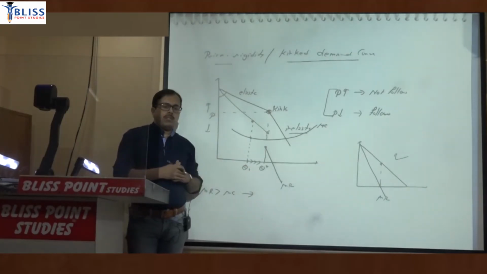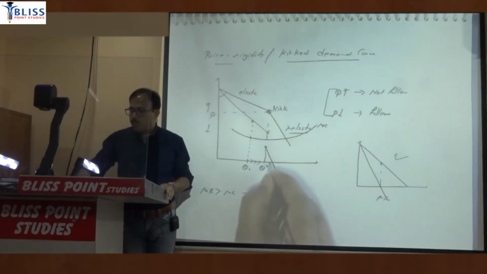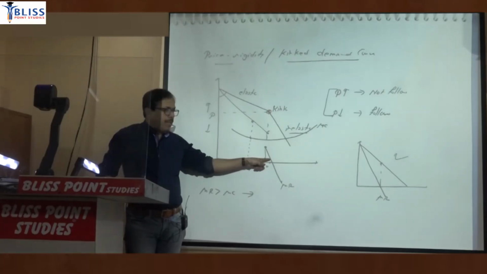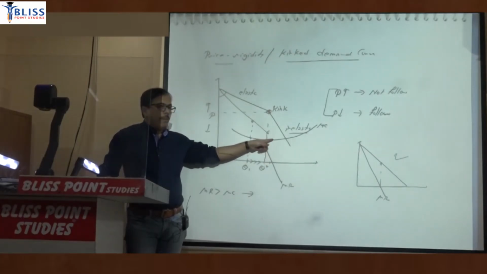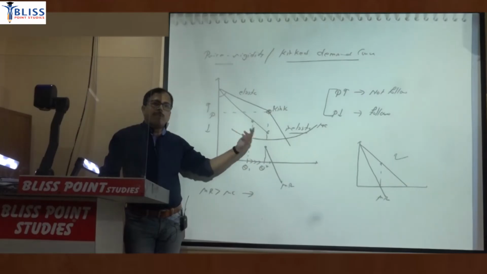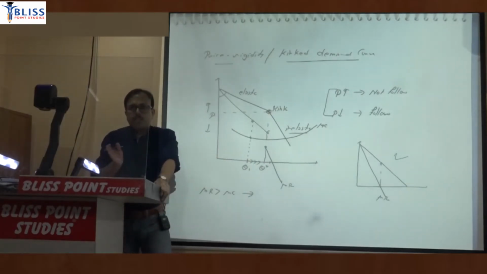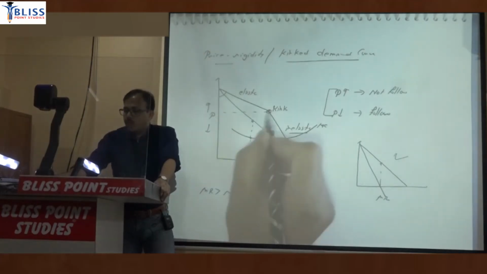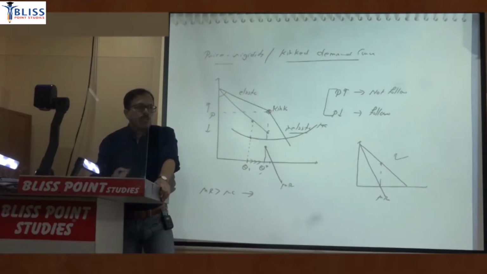why not more than Q star? Take any quantity to the right of it. If you take any quantity to the right, then marginal revenue will be less and marginal cost will be higher. So that will not be profitable to produce that quantity. So the firm will reduce the quantity. That means the firm will continue to change the quantity till it reaches that quantity, but that Q star corresponds to which point? Kink से आ रहा है. So kink is determining output and kink will determine the price also. Kink से output और price का determination हो रहा है.